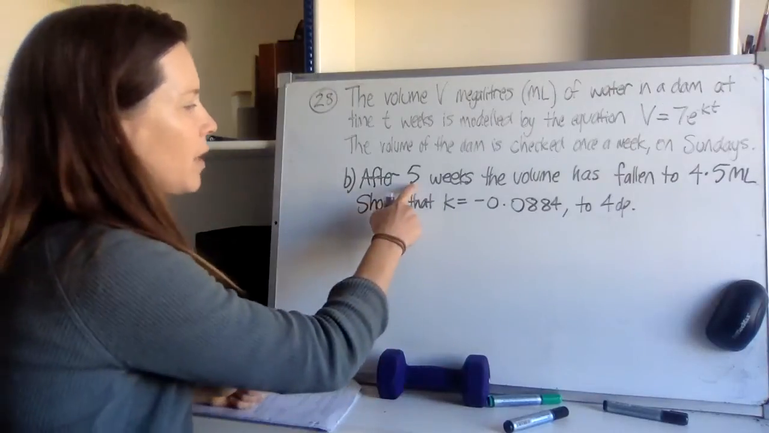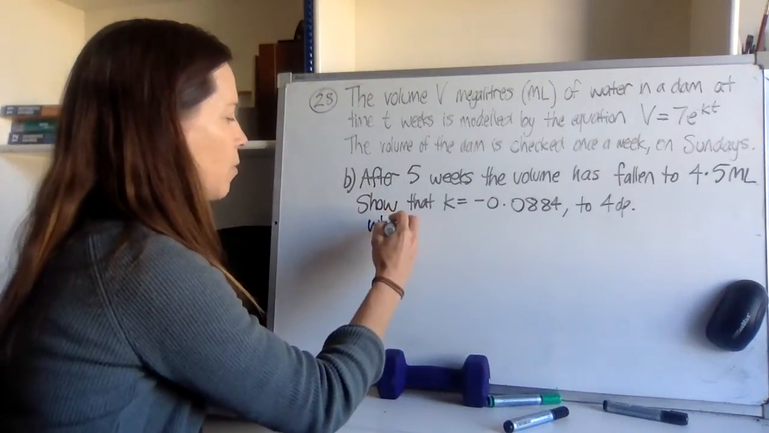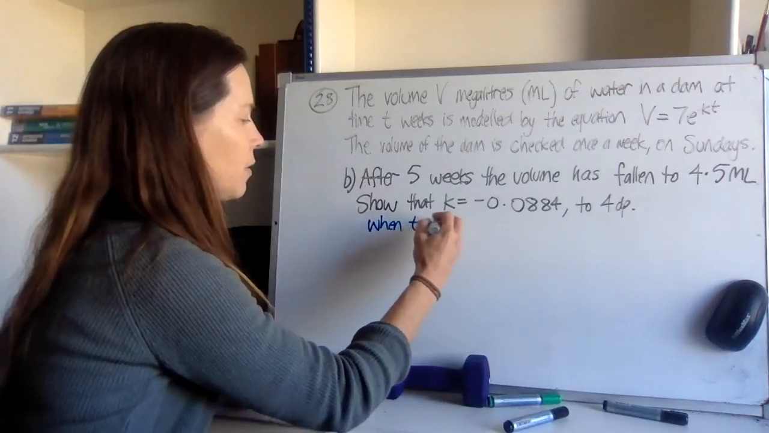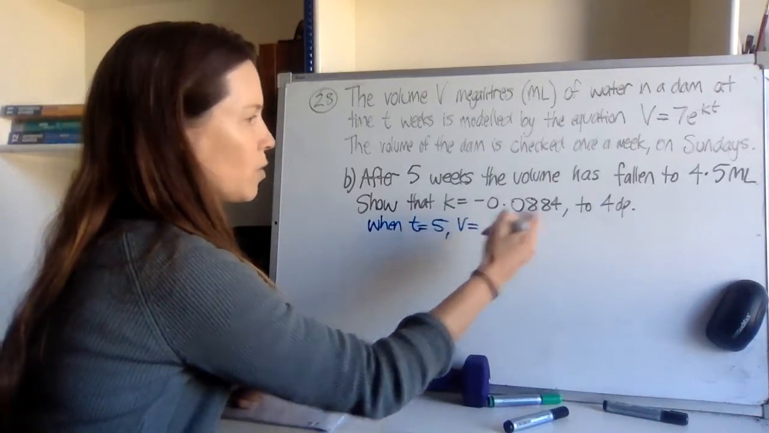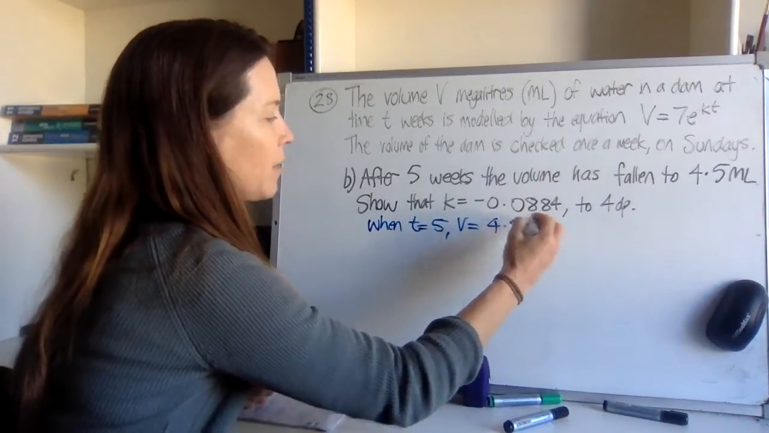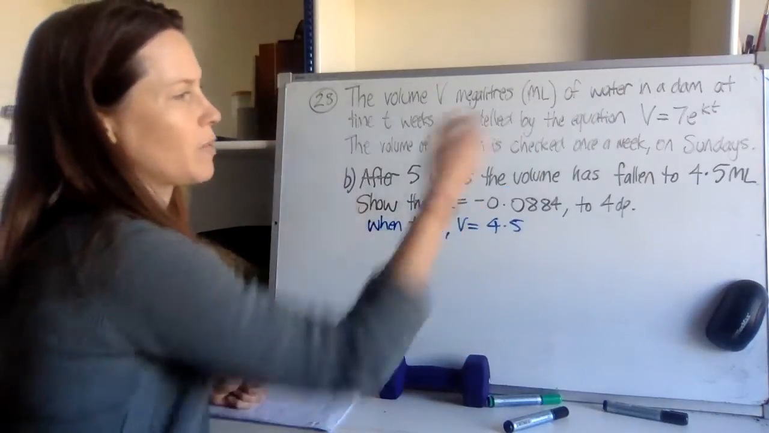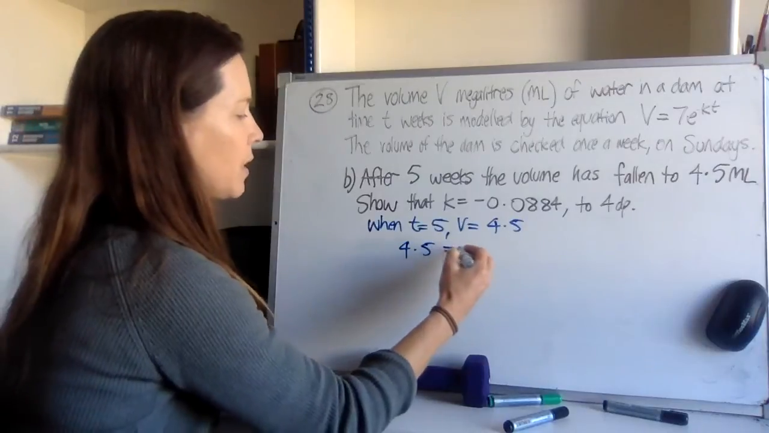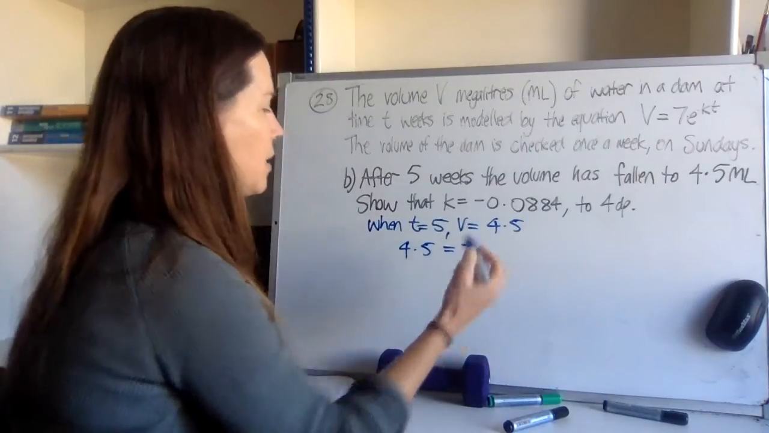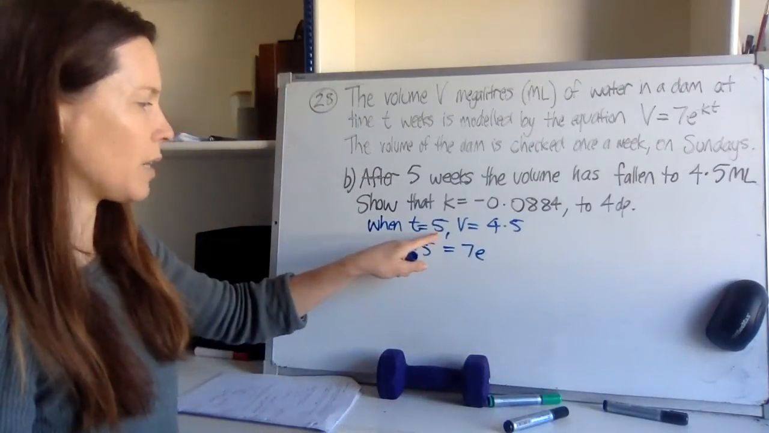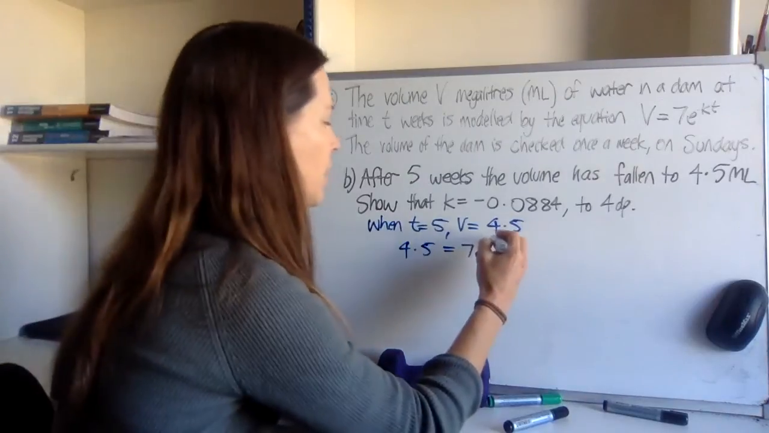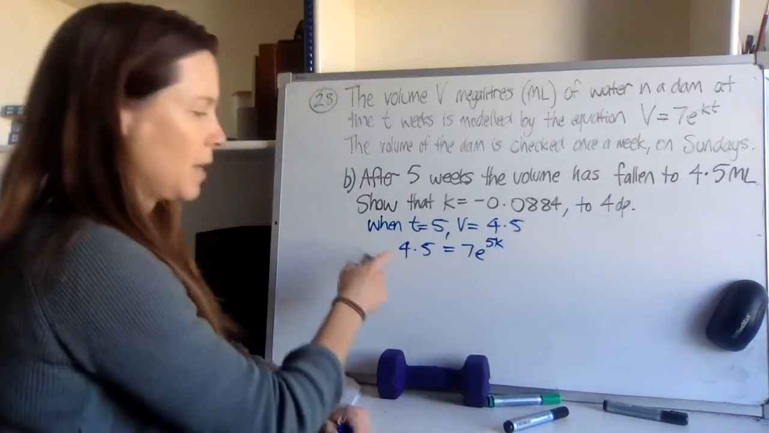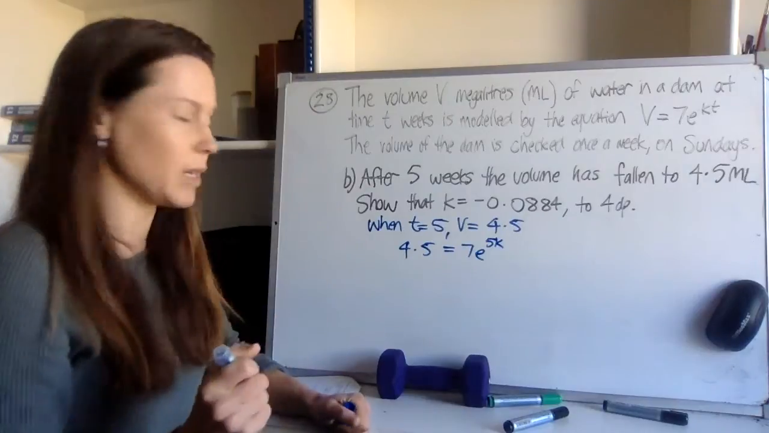Now, we know that after 5 weeks, that is when t equals 5, V equals 4.5, because we've been told that. So we can just sub those values in now and say 4.5 instead of the V is equal to 7e to the power of kt, but if t is going to be 5, then really we have 5k. And that first step will get you 1 mark.